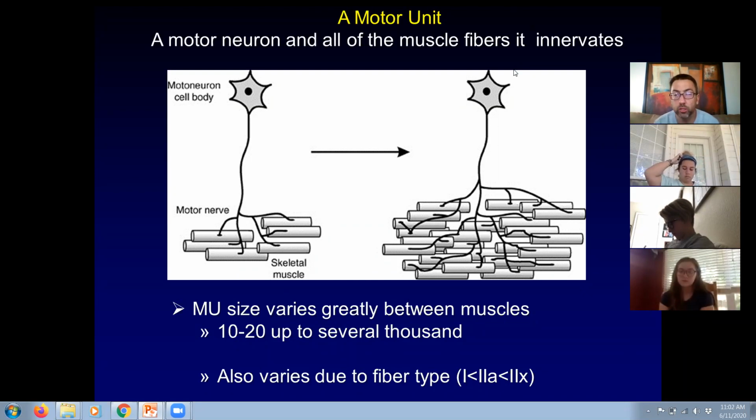Are you guys with me so far on all of that? Because if we can understand that, then as we get into which ones get turned on and when, understanding why the slow twitch ones that are resistant to fatigue get turned on first makes more sense and becomes important. Okay, so those are motor units.